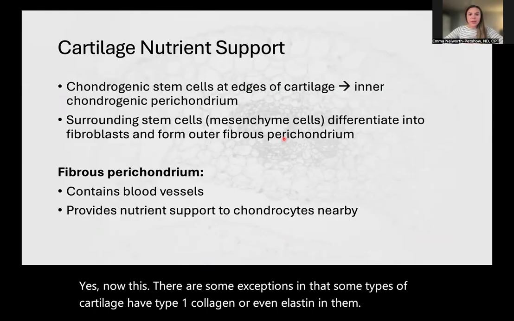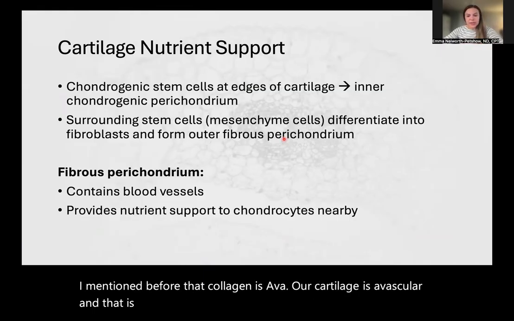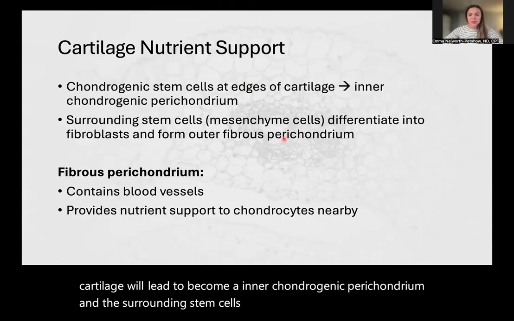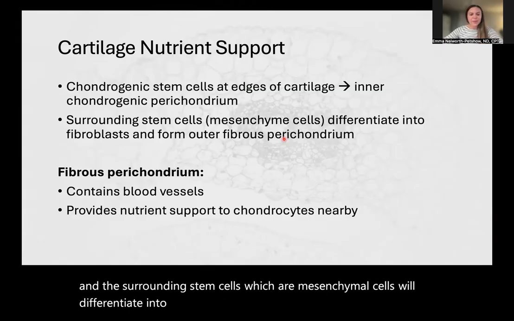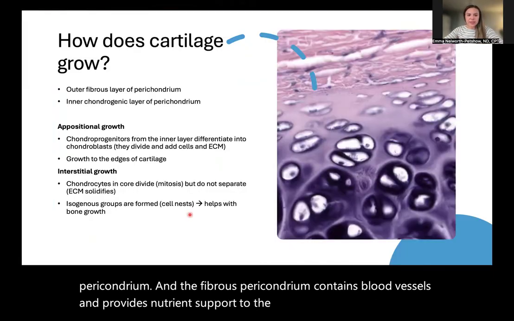I mentioned before that our cartilage is avascular, and that is true. So chondrogenic stem cells at the edges of cartilage will become the inner chondrogenic perichondrium, and the surrounding stem cells, which are mesenchymal cells, will differentiate into fibroblasts and form the outer fibrous perichondrium. And the fibrous perichondrium contains blood vessels and provides nutrient support to the nearby chondrocytes.